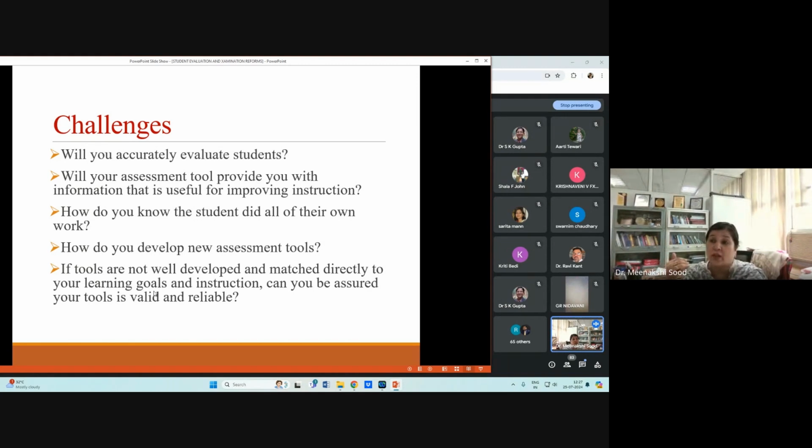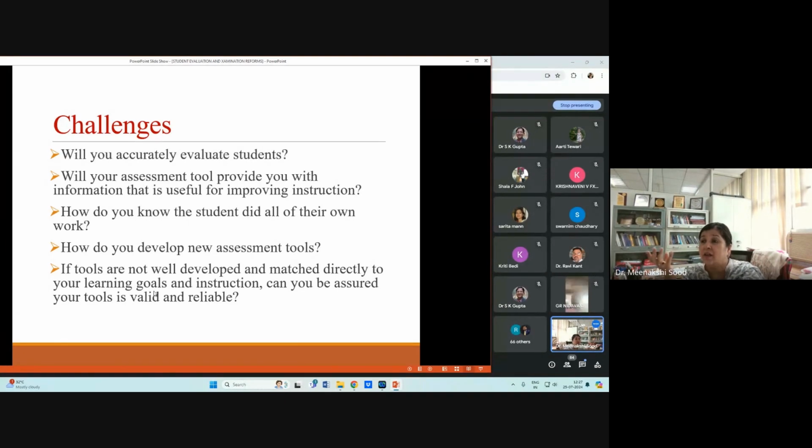Whether you are going for a skill, C programming or Python programming, and you are evaluating on the basis of a written exam, what's the point? If you are evaluating a student's skill in Python programming, the assessment tool should be a programming part, not write a program. No, develop a program or run a program. Are you getting my point?